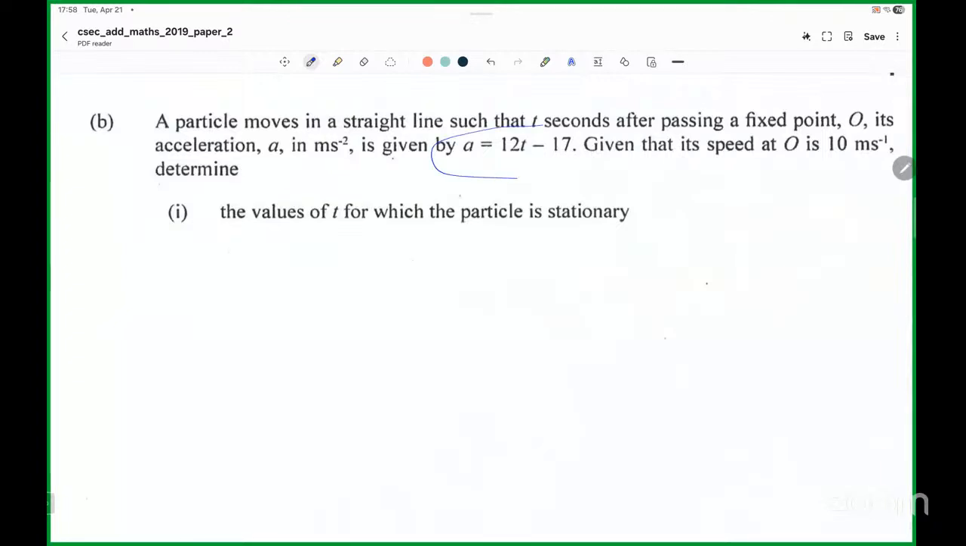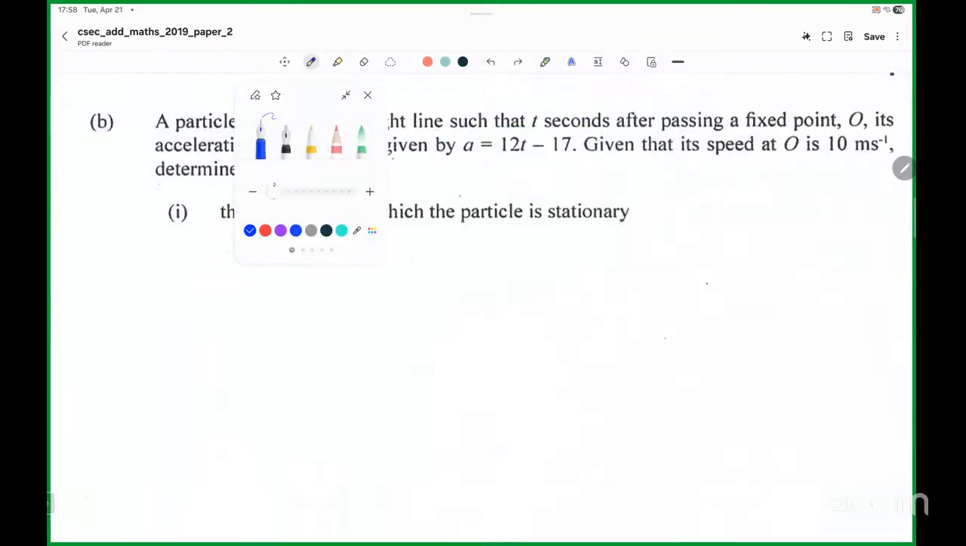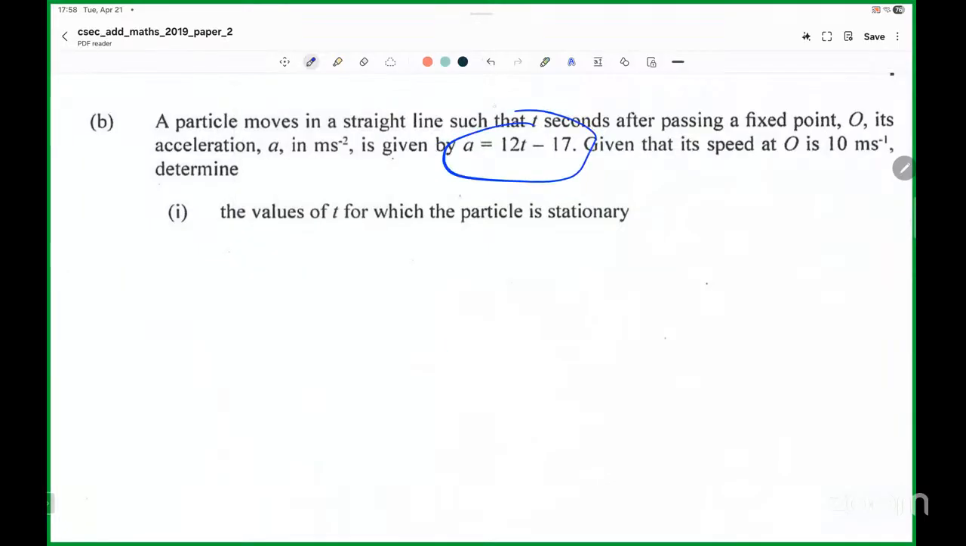So they give you this acceleration. See it here? A particle moves in a straight line such that t seconds after passing a fixed point O, its acceleration is given by this. It says, given that the speed at O is 10, that means that when at O, t equals 0. So when t equals 0, the speed is 10. And also, when t equals 0, the displacement is 0. It says, find the value of t for which the particle is stationary. When the particle is stationary, the velocity is 0.